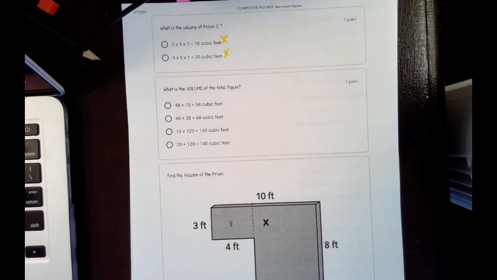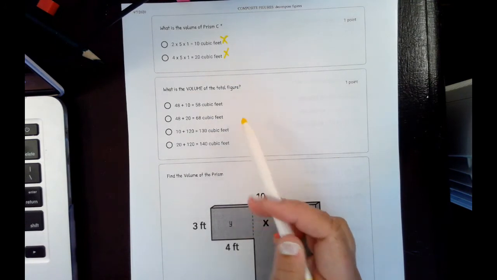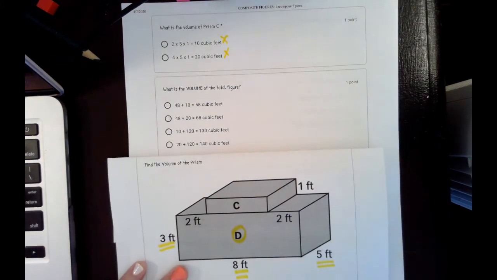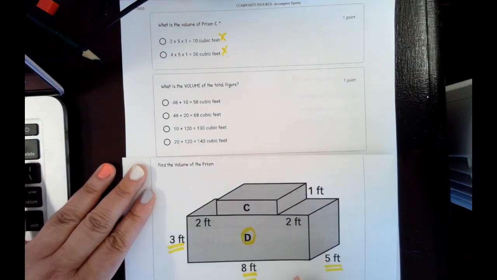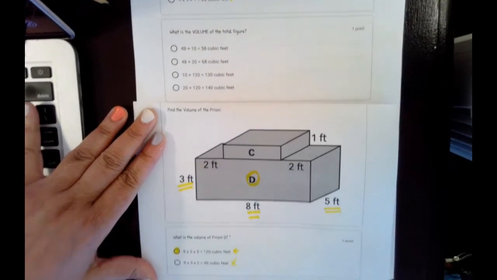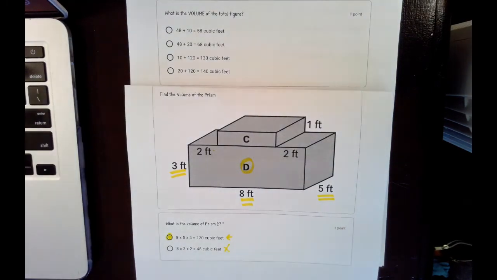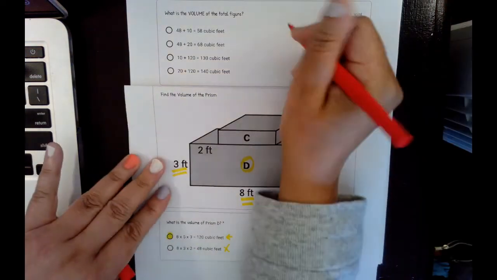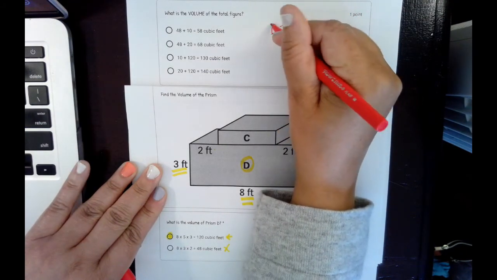Next problem. What is the volume of the total figure? Okay, so we're going to go back to our figure, and we know that the volume for D, hint, hint, they already gave it to us. Whoops, it is right here. It says 8 times 5 times 3 equals 120 cubic feet. So D equals 120 cubic feet. I'll write that right here. So you know that prism D equals 120 cubic feet.